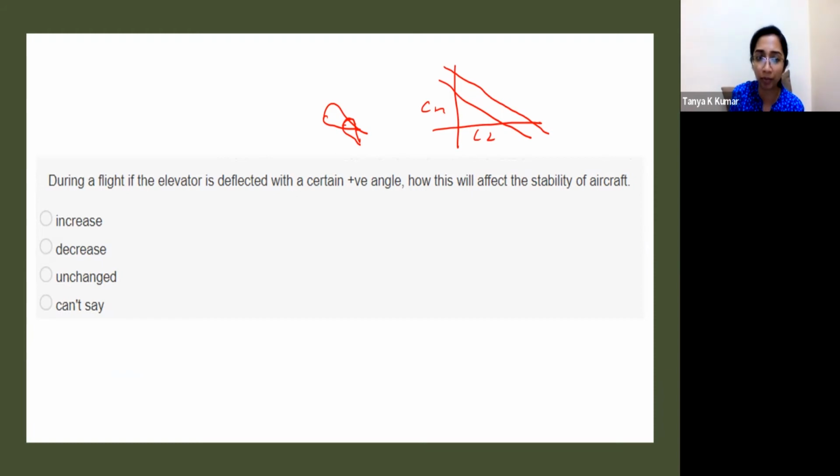So what will the answer be? If we deflect the elevator down, how will the stability of the aircraft change? Will it change? I'm not going to answer this question. I have mentioned this a couple of times. Yes, it remains unchanged, correct.